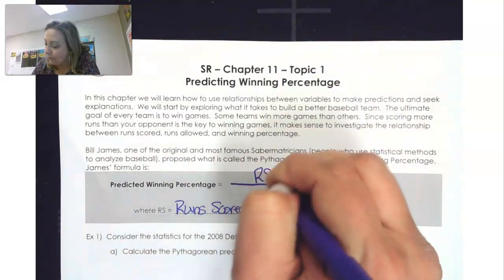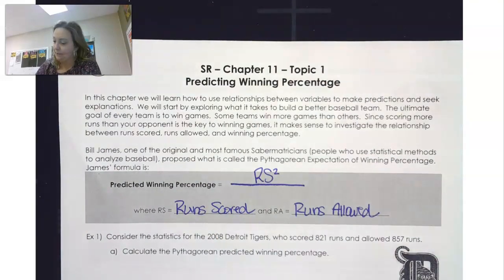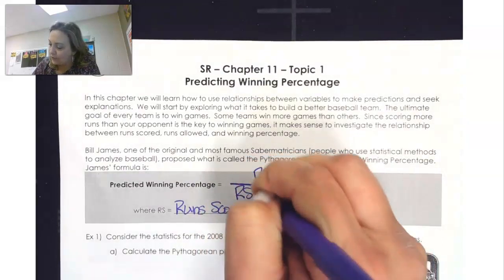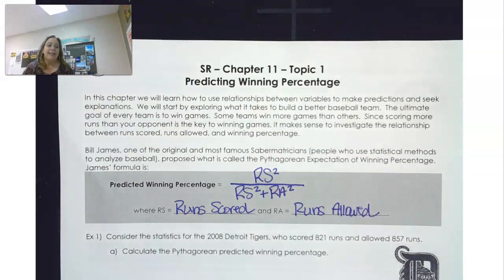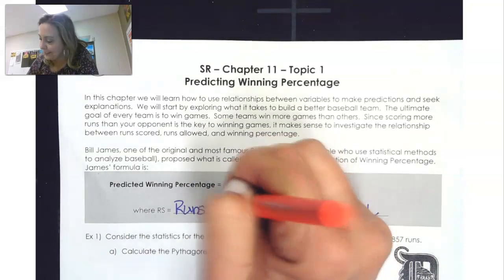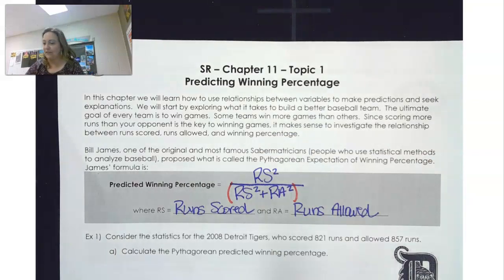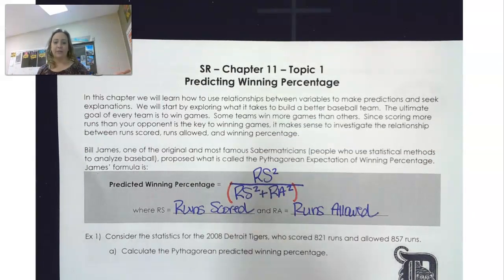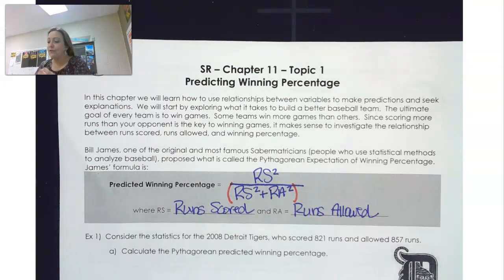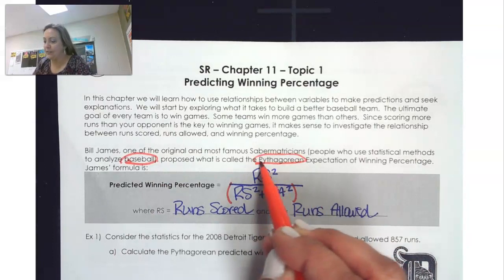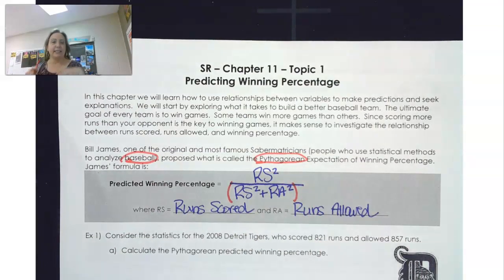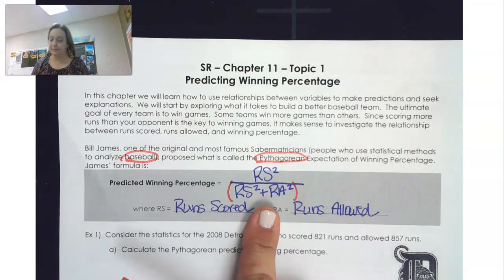And what we have is runs scored squared in the numerator. And in the denominator, we have runs scored squared plus runs allowed squared. Now, one thing I'm going to have you put here: when you enter this into the calculator, you really have to put this denominator in parentheses, or else you'll divide runs scored by runs scored and then add the runs allowed, and that's not going to be any good. But this is what we're going to use. So for baseball, we use the Pythagorean winning percentage, and just like in the Pythagorean theorem, there are three things that are squared, the same thing for this.